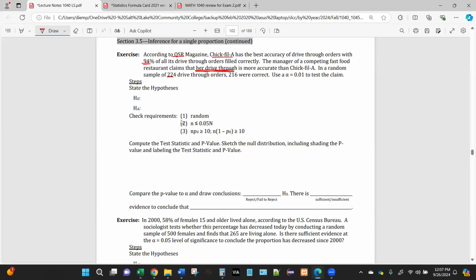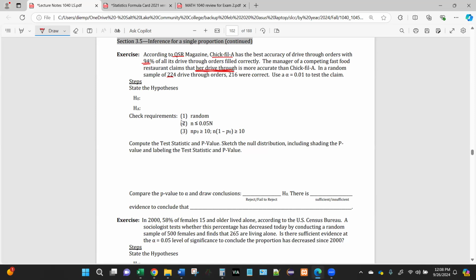That'd be an interesting kind of sample to gather. How do you follow up on that and make sure the orders were correct? But anyway, that's a different step of the process. We're just thinking about the test here. So, what are the hypotheses?